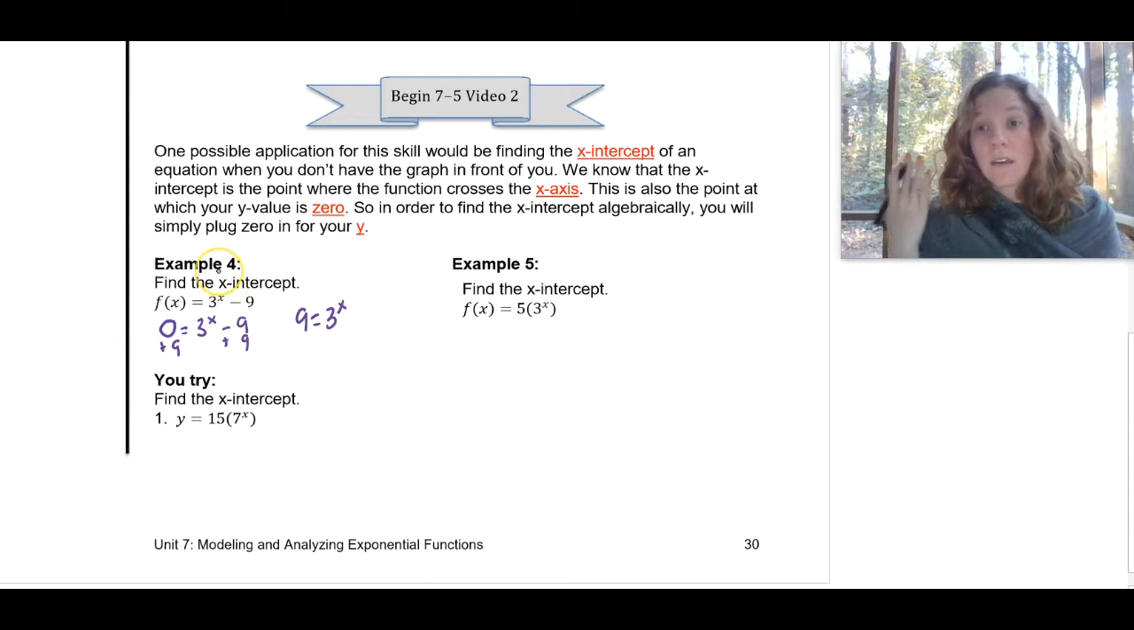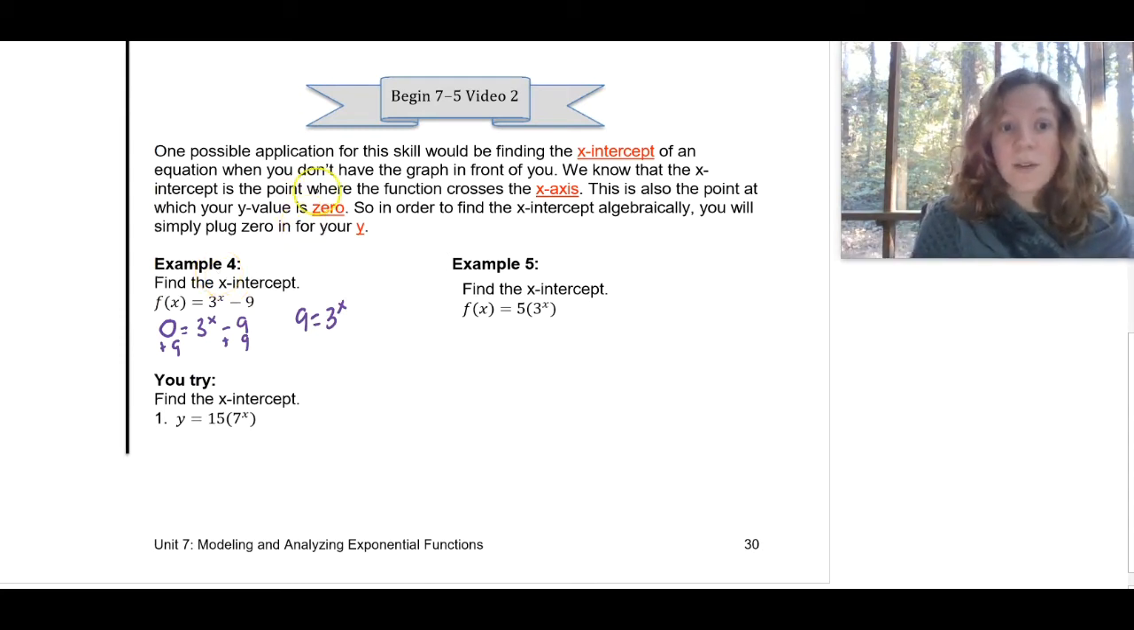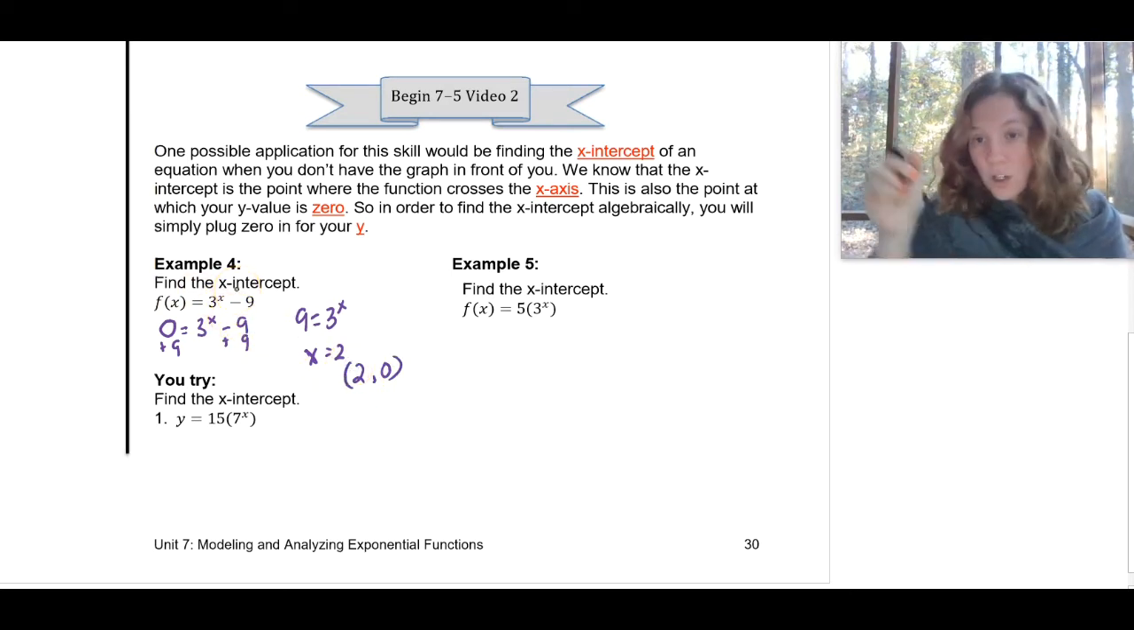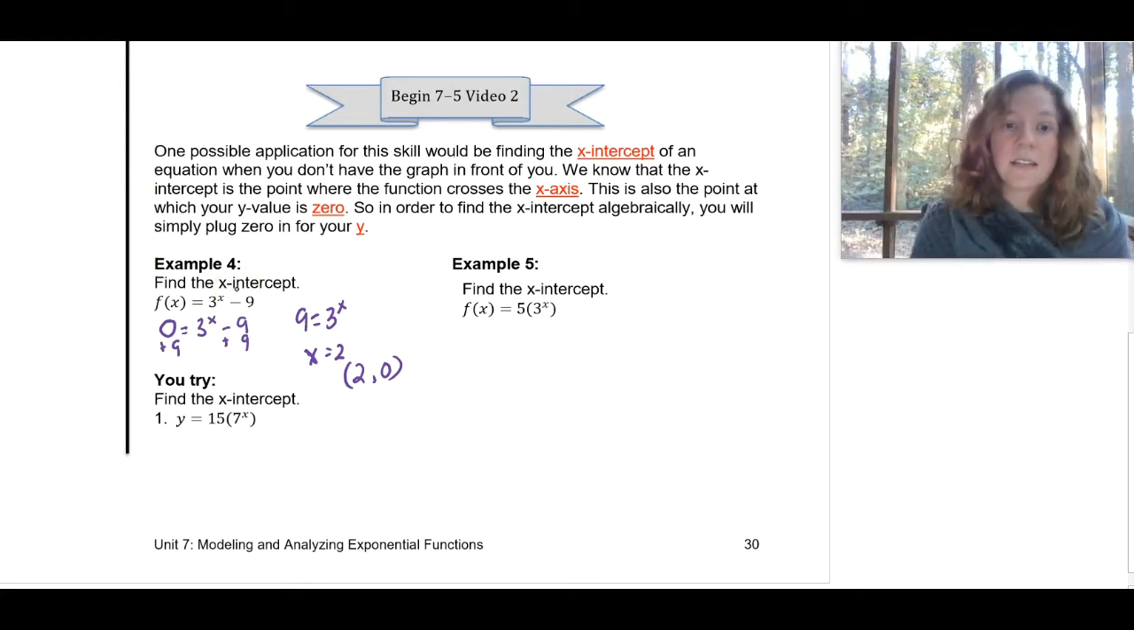And then I just have to think, what could x be? X has got to be 2 because 3 to the second power is equal to 9. So x equals 2. So that means that my x-intercept for this particular function is at the point (2, 0). If you went to Desmos and graphed this right now, you would see that it crosses the x-axis at (2, 0).